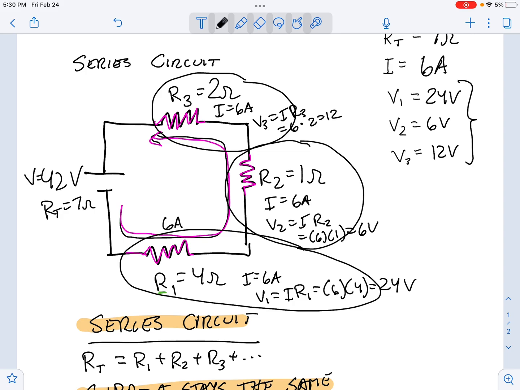So now if we add this up, 24 plus 6 is 30. 30 plus 12 is 42. That's 42 volts, which matches this.